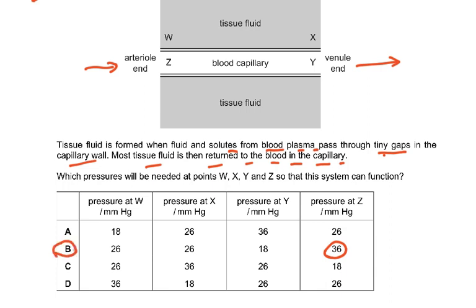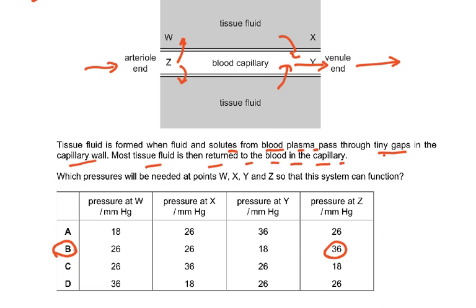Why? Because the arterial end has the pressure, and then the water and the solutes start moving out here, and then they start moving in from all sides, and then it's going to go into the venous end. That is how I would have figured out that Z should have had the highest pressure, because that is the arterial end of the capillary. Please understand that. So pressure at Z should have been the highest.